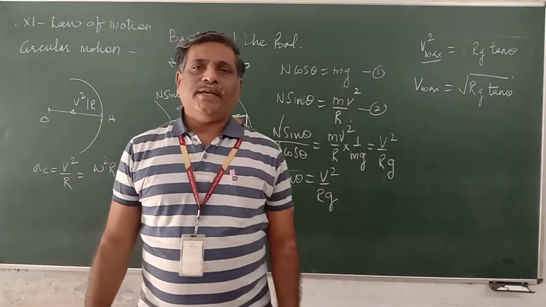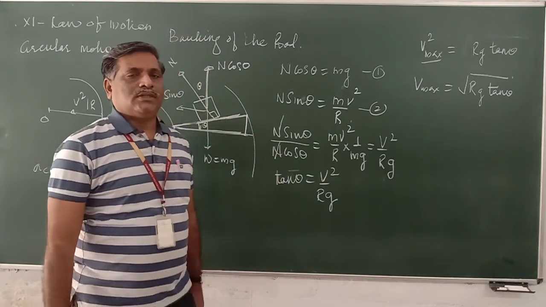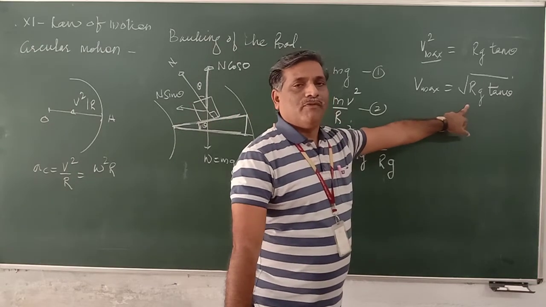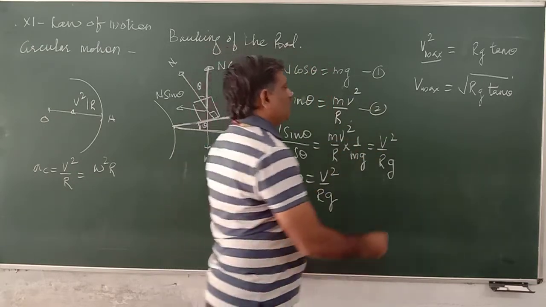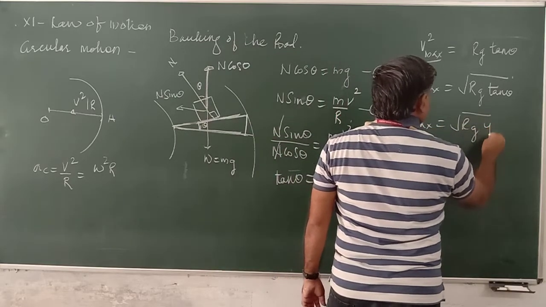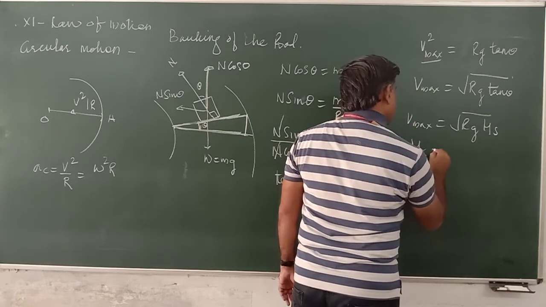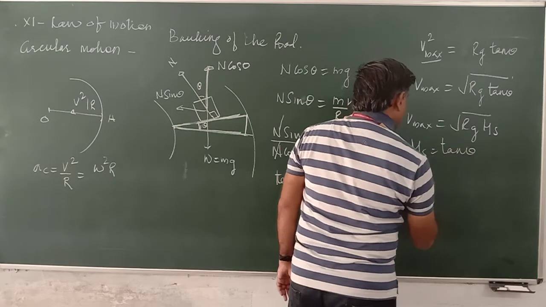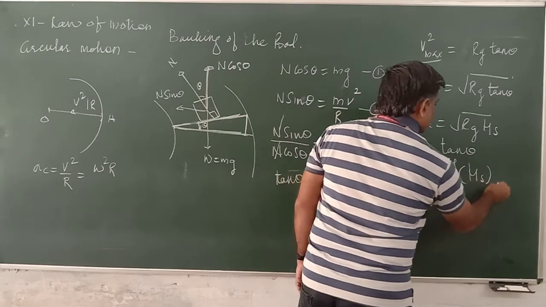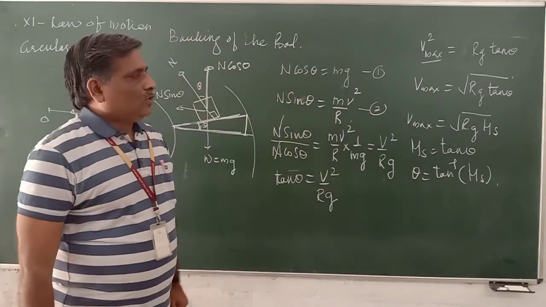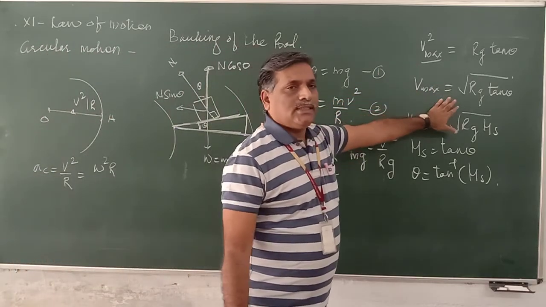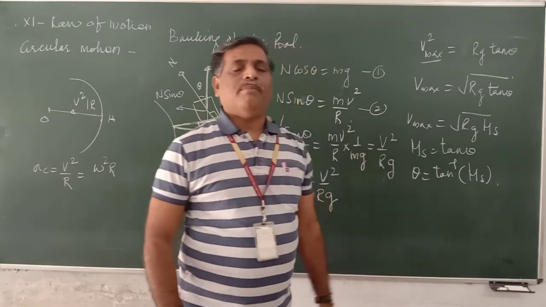This is the maximum speed by which the vehicle can cut across a curve. Now let us come back to here also. It is independent of the mass of the vehicle. Now by using friction, Vmax is equal to root of Rg into mu s. Comparing these two, we get mu s is equal to tan theta, or theta is equal to tan inverse mu s. So here again we are getting maximum velocity root of Rg tan theta. Theta is the angle of banking.